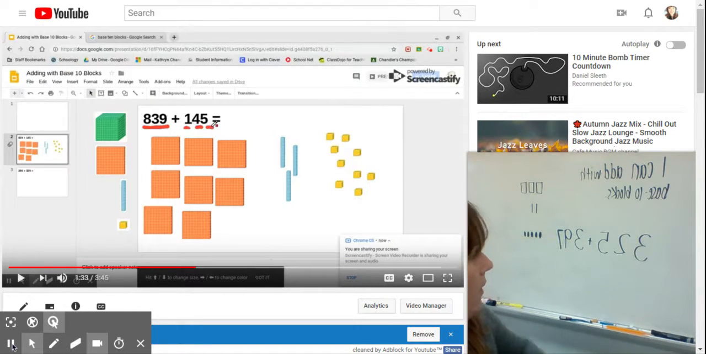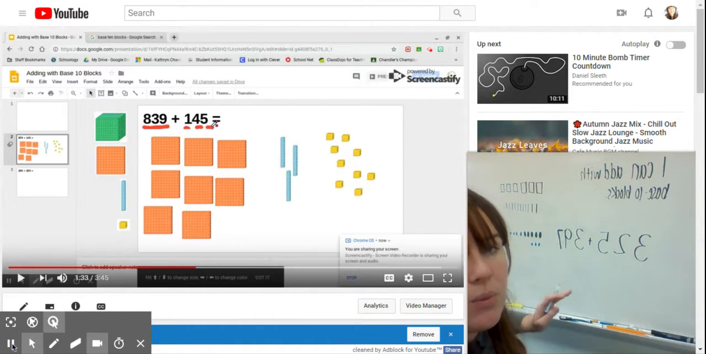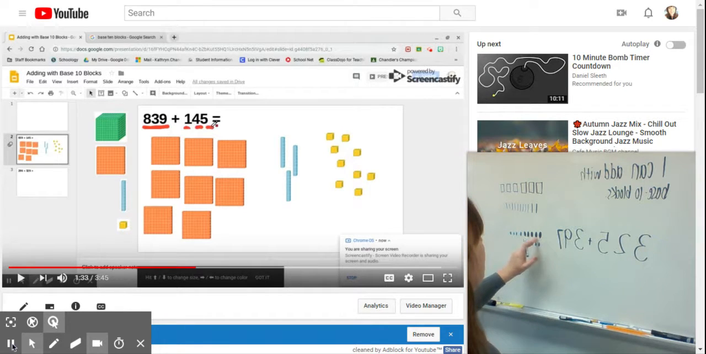Now I need to add my 397. So 3 more hundreds, 9 tens, and 7 ones. We'll start from the ones and build our way up to see what number would go in each place value. 1, 2, 3, 4, 5, 6, 7, 8, 9, 10, 11, 12. Ones are too many, so I'm going to convert 1, 2, 3, 4, 5, 6, 7, 8, 9, 10. 10 of those are going to change into a 10. Now I'm left with 2 ones.